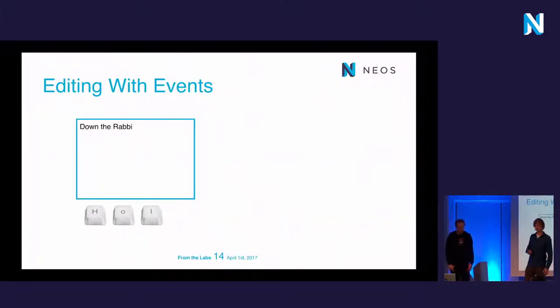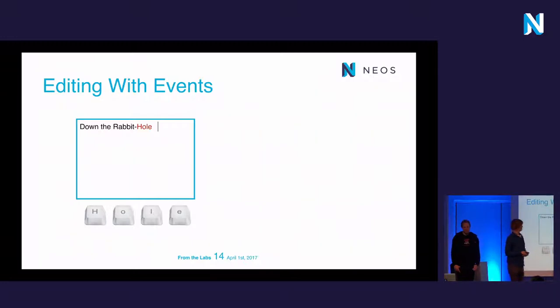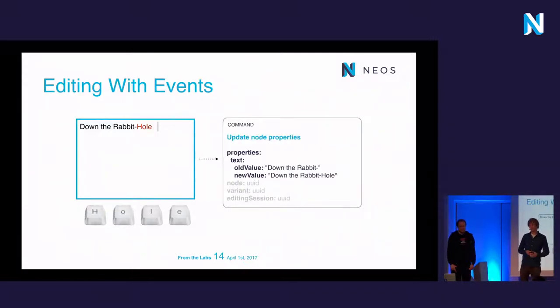So editing with events, how could that work? We have a content editable, and I put my cursor and type in a new word. So the front end sends that to the server and says the user edited something. In the CQRS architecture, there's this pattern of a command, and the command encapsulates an action. The action is update node properties, and the command has as a payload all the information we need.